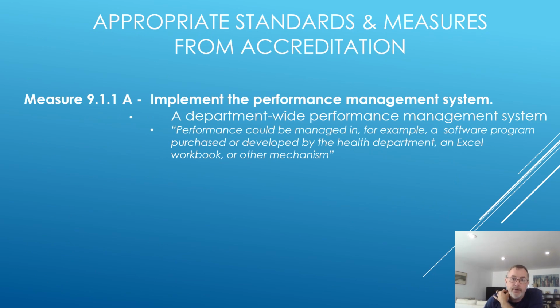So accreditation essentially requires us to have and implement a performance management system, okay? Performance could be managed in, for example, a software program. They really want a software program, purchased or developed by the health department, an Excel workbook, or other mechanisms. So there is a lot of different software out there to look at performance management. Okay, VMSG is one of them, vision, mission, strategies, goals, or services goals. Okay, but there are others.